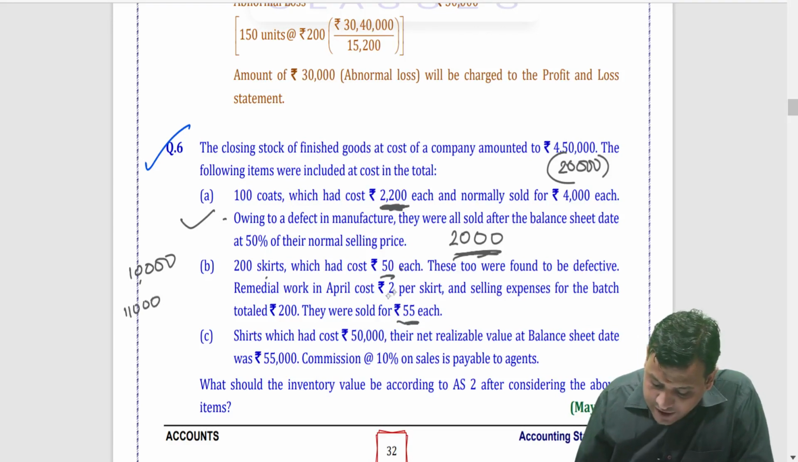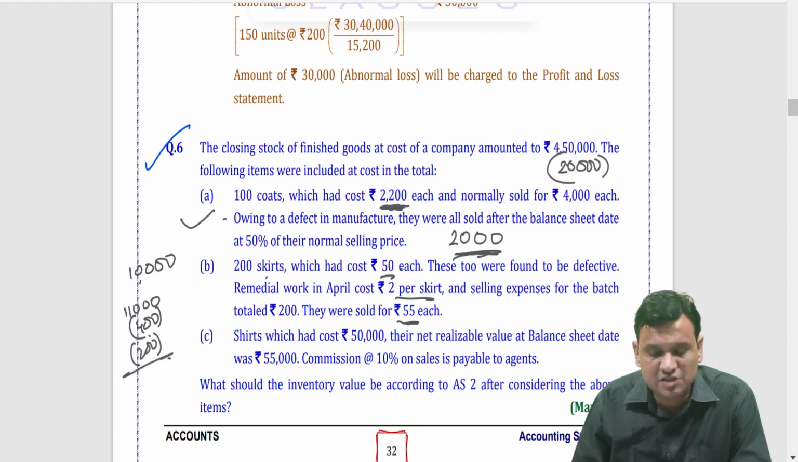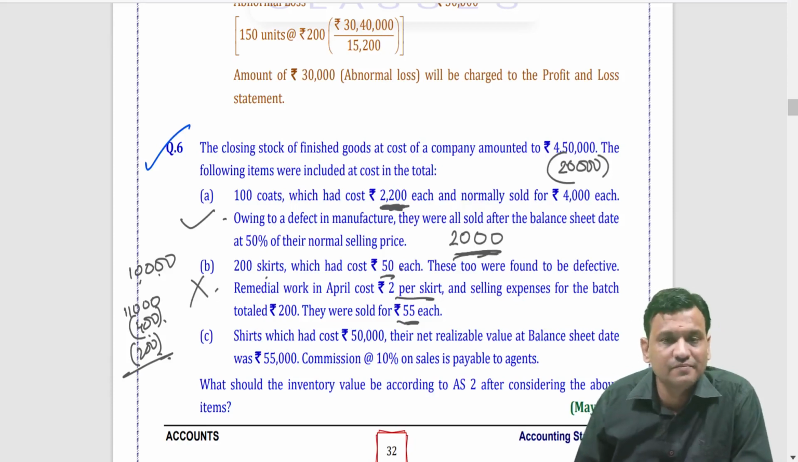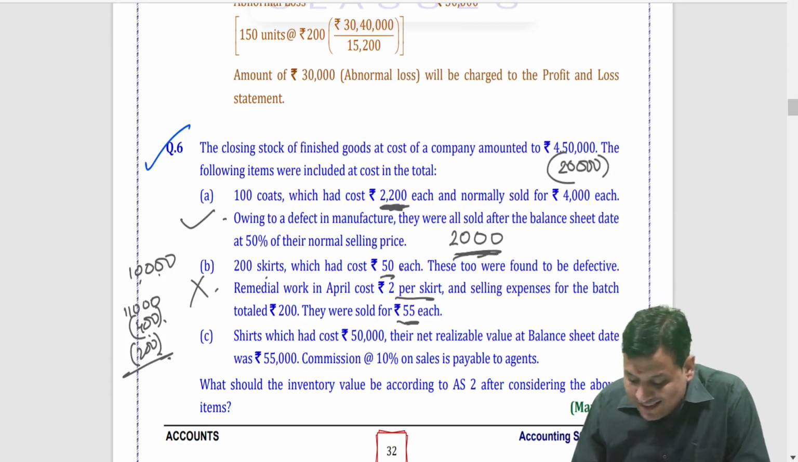From that, the expected cost to complete: 2 into 200, that is 400, is the expected cost to complete, and selling expenses is 200. Still, can I say the NRV is more than the cost? Because 11,000 minus 400 minus 200, I am going to get 10,400. So it will be valued at cost. So no adjustment required with respect to B part. No adjustment means I don't have to reduce it from my 4,50,000 cost. It is the same only.